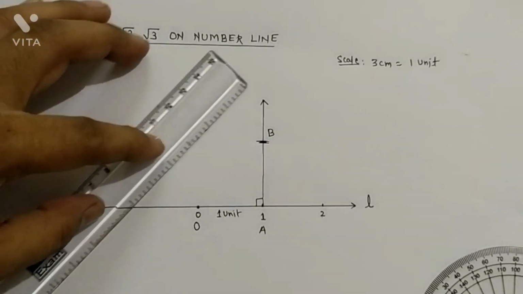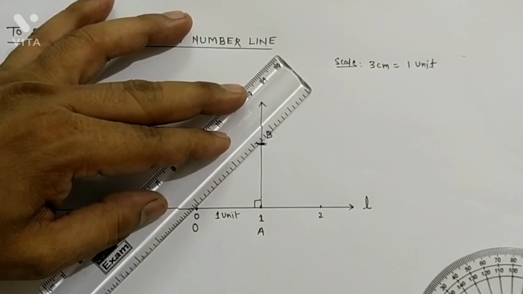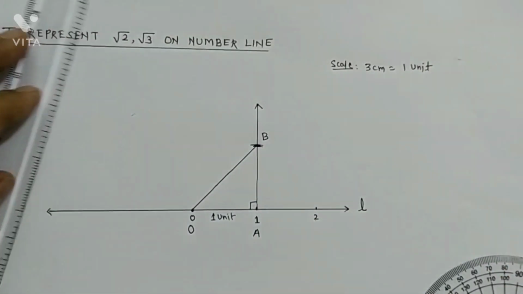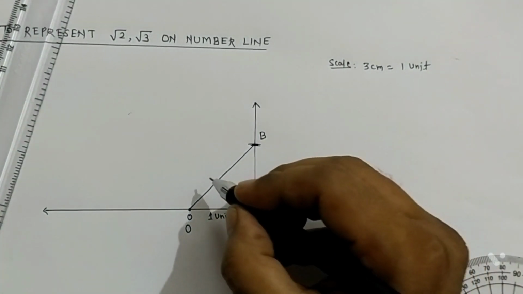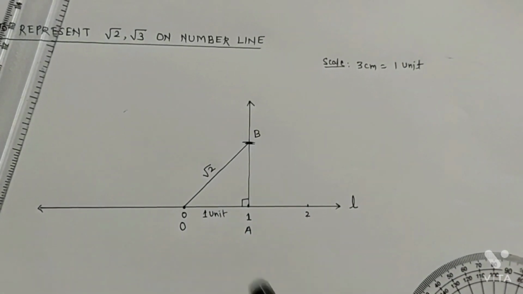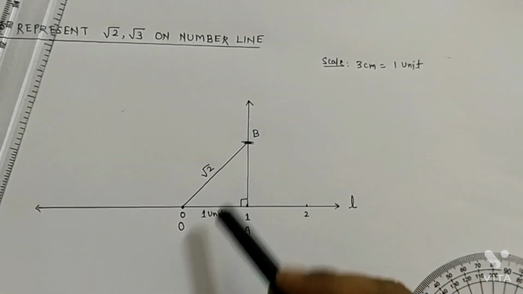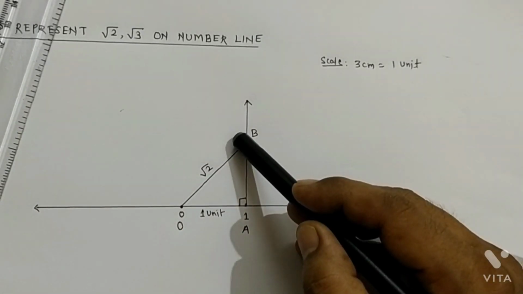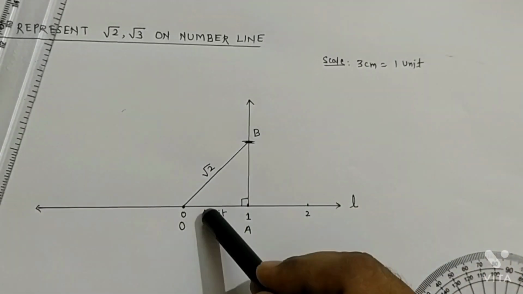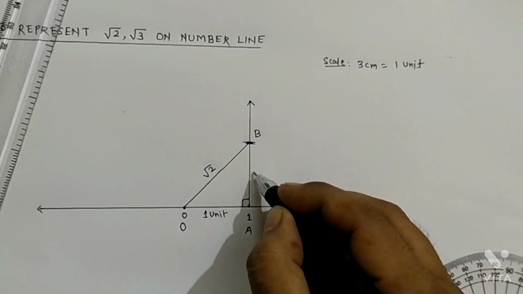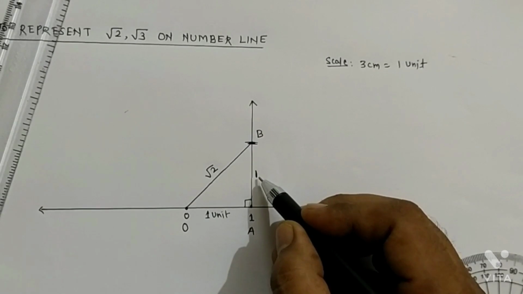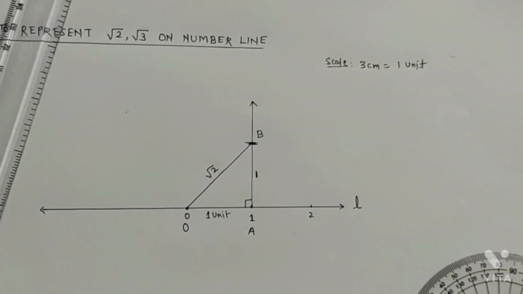Now draw segment OB. This distance is root 2, because in triangle OAB, by Pythagoras theorem, OB square equals OA square plus AB square. So OB square is 1 square plus this distance, which is also 1. 1 square plus 1 square is 1 plus 1, that is 2, and so you get root 2.